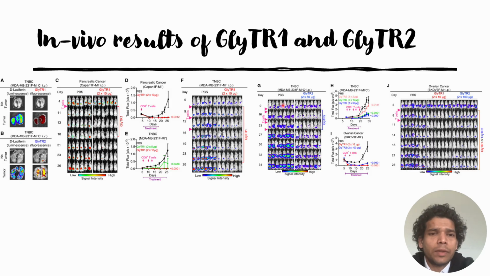Afterwards, they did similar studies for the GlyTR2 BiTE antigen. In this case, they used the TNBC MDA-MB-231F cells with MHC-1 deficiency and also COSMC gene deficiency, because the COSMC gene deficiency will cause high expression of the Tn antigen. And similarly for SKOV3F, which is an ovarian cancer cell line, they used MHC-1 deficiency. However, it inherently has the Tn antigen, so they don't need to do further modifications in this ovarian cancer cell line.